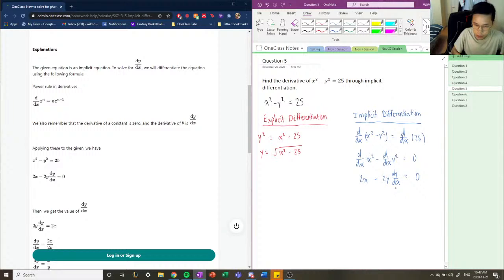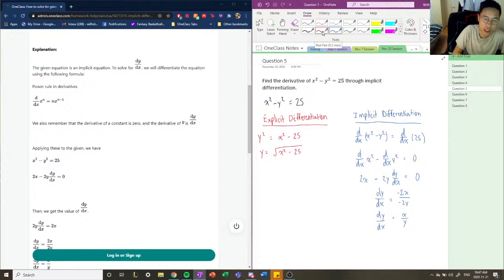We're going to isolate for dy/dx now, okay? So dy/dx equals 2x divided by negative 2y, okay? And we get x over y as our final answer, okay? So you notice here that our derivative in the end is in terms of both variables. You can see here that we have x and y.